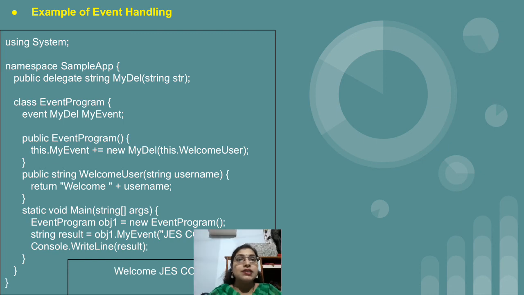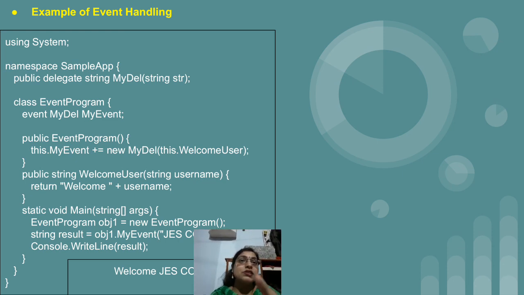Now just see the static void Main. In static void Main we have created an object of EventProgram. Once we create the object of EventProgram, the WelcomeUser method which we have called with the help of the event is of return type. It does not have any Console.WriteLine statement. So the result written by the WelcomeUser method, we are going to store inside a variable, and we will print that variable.